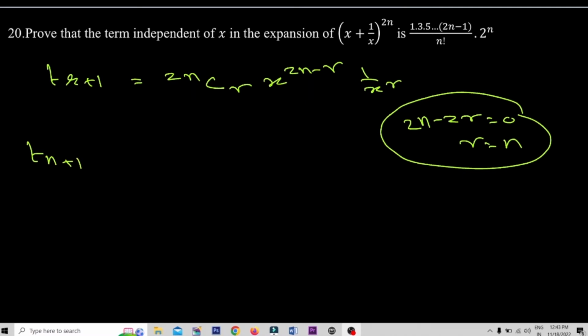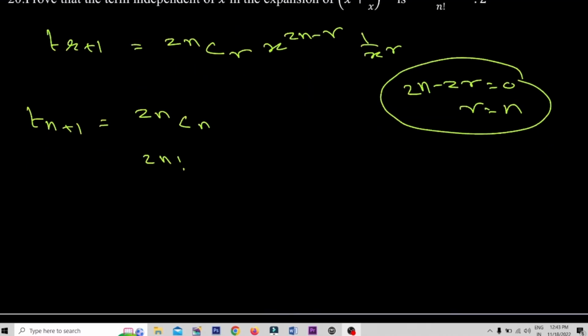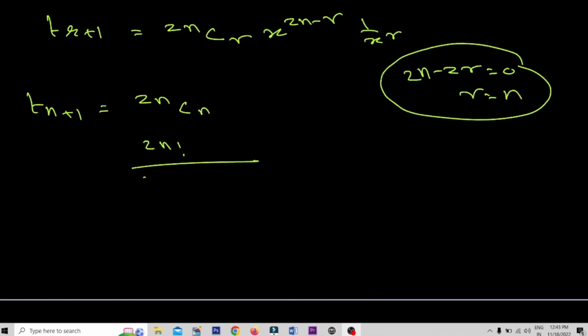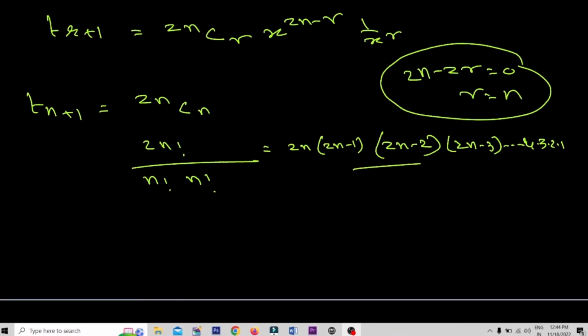So we can write this as 2nCn, the term independent of x, so no x. So 2n factorial by n factorial into n factorial. 2n factorial can be written as 2n into 2n minus 1 into 2n minus 2 into 2n minus 3, continuation up to 4, 3, 2, 1. Total divided by n factorial into n factorial.